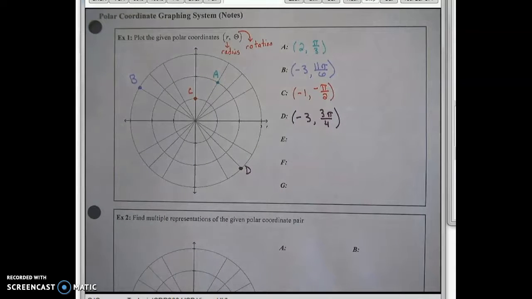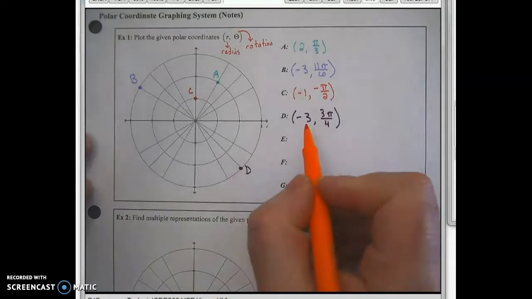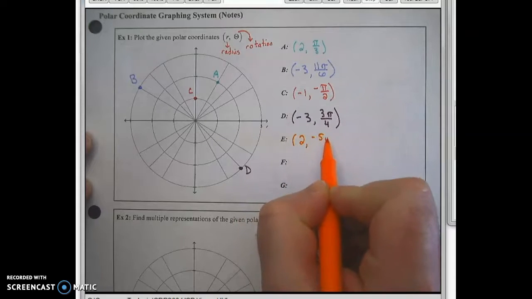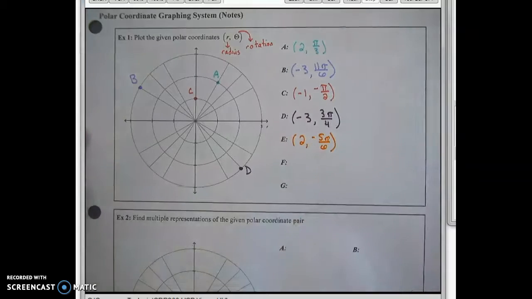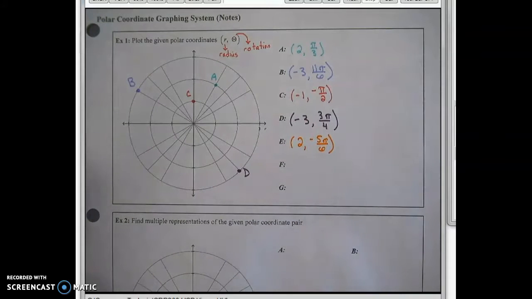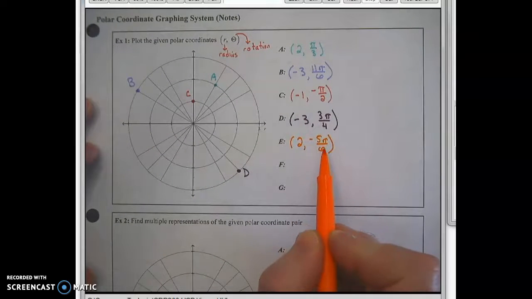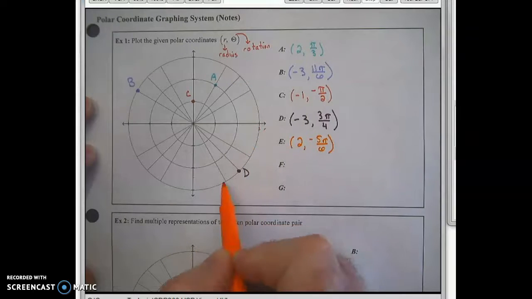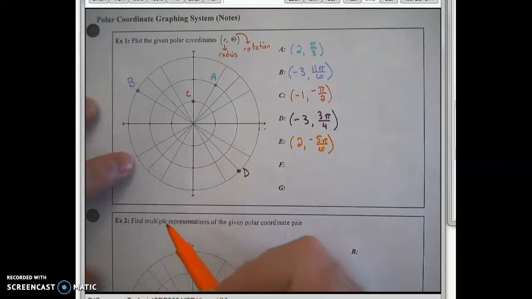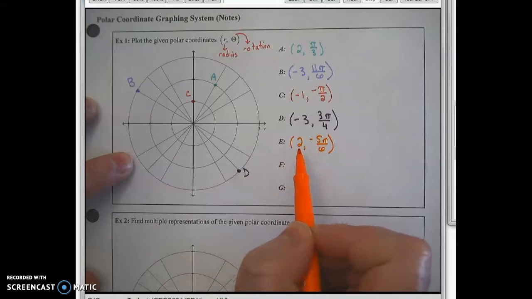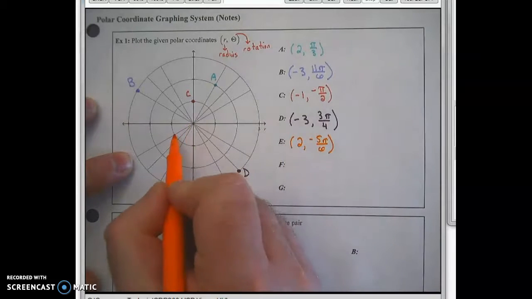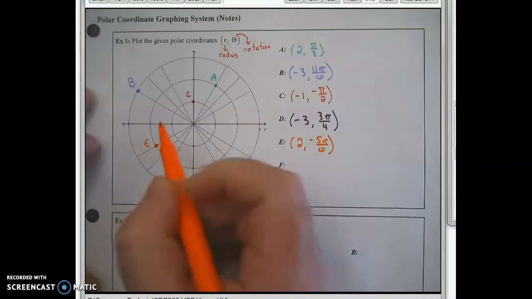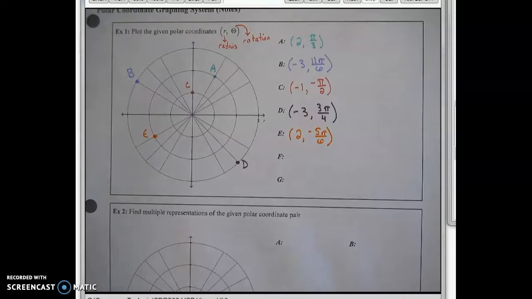I would encourage you to pause after this one and try it on your own. The point E is (2, -5 pi over 6). Pause, try it. All right, I'm counting by pi over 6s, so that means I'm counting by 30s. I'm going negative though. So 1, 2, 3, 4, 5. Leave your finger at the angle. This time my radius is +2, so I want to go towards the angle or towards my finger. So there's the point E. Give yourself an elbow bump if you did a good job.